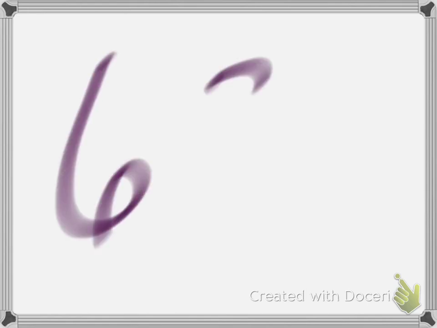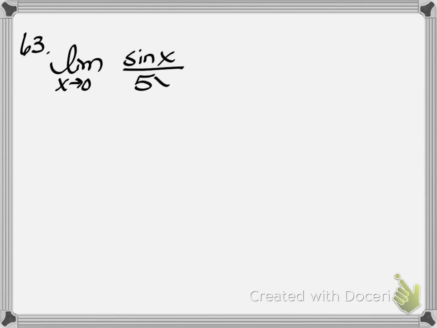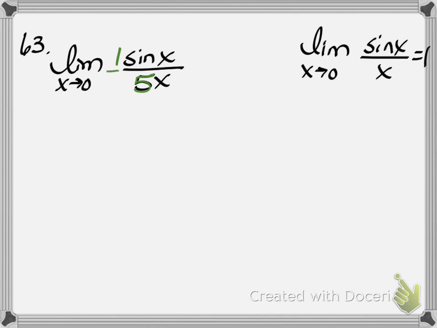63 is the next one you all asked for. So it looks like I'm trying to use this rule, that trig limit, sine x over x is 1. And it's almost there. It's just I've got this 5 here, kind of messing it up. But that 5 is just being multiplied by the x, and there's really a 1 multiplied by that sine.